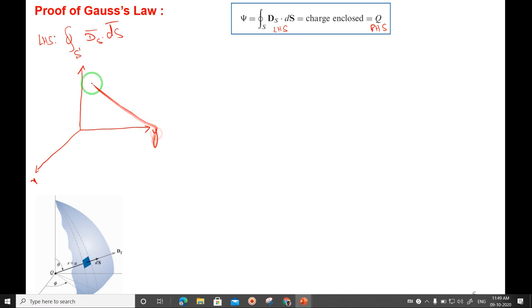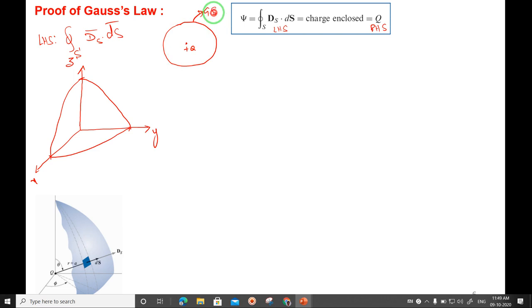X, Y, Z. So I am drawing a spherical surface, but what I am drawing is 1/8 of a sphere. It should be a complete sphere actually. So in this scenario, just observe here, there is a point charge at the origin of the spherical coordinate system, and this is the Gaussian surface. It should be a sphere, right? But in this diagram, I have taken only 1/8 of a sphere, cut into 8 pieces, right? So just observe the diagram carefully.